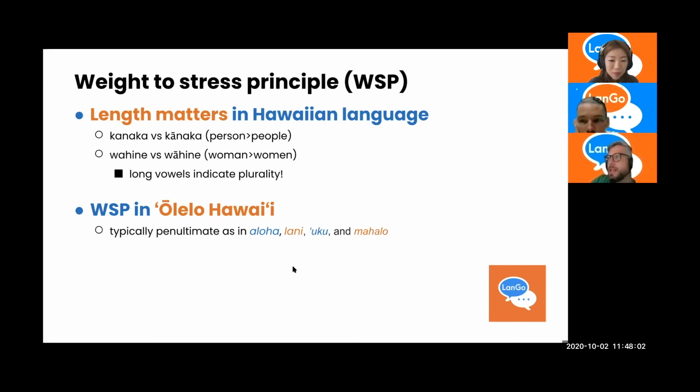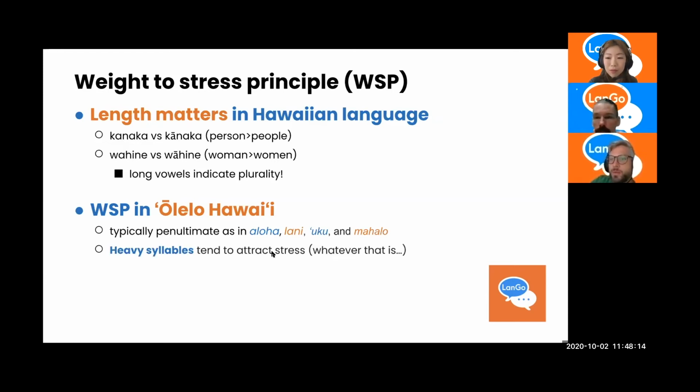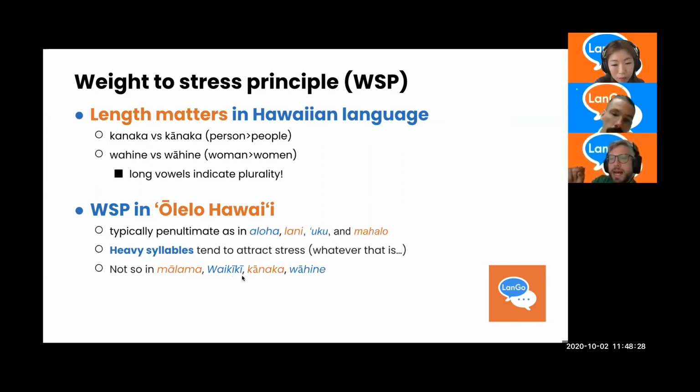So heavy syllables tend to attract stress, whatever that is. But from what I could hear through listening, not exactly in words like mālama, which means to help. Waikīkī. Now, Waikīkī is a good example of exactly what we're talking about. Think about this. In case you aren't watching, Waikīkī, which is written on the screen now, is W-A-I-K long I, K long I. These long vowel distinctions are not represented in English orthography, but you'll know that we absorbed some of it when we borrowed the word into English, because consider how bad it sounds to say Waikiki the other way.